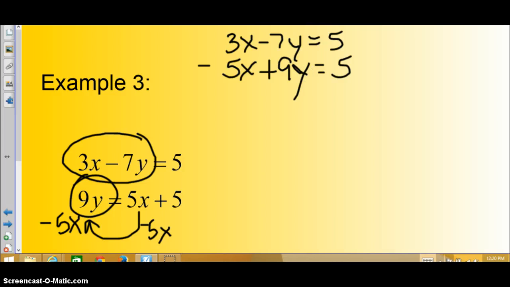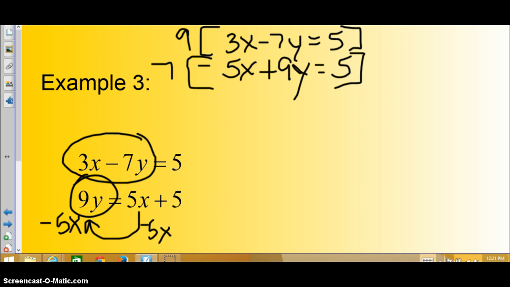So again, you have to make a decision. Do you want to eliminate the x? Do you want to eliminate the y? Neither one is matching up at this point, so we're going to have to do some multiplying, and it looks like we're going to have to multiply both of them. So just to keep things simple, I'm going to multiply to get rid of the y's. And so the smallest number that they have in common is going to be 63. So that means I need to multiply this equation by 9 and this equation by 7.